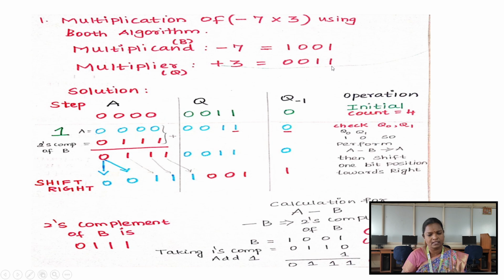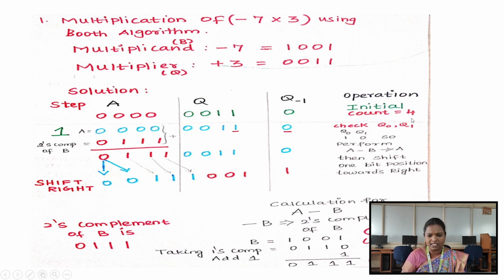Now we will implement the steps of the flowchart in this problem. We will write the initial values. A register initially contains 0 0 0 0 because N is 4, the number of bits in multiplicand and multiplier is 4, so we store 4 zeros in A register. The Q register stores the multiplier, whose value is 0 0 1 1, and Q minus 1 initially will be 0. So we write the initial step. At this initial step, the count value will be 4, because the number of bits in both multiplicand and multiplier is 4.